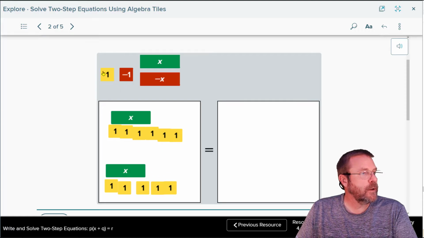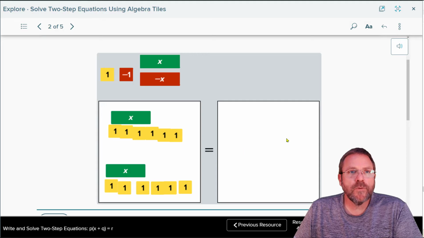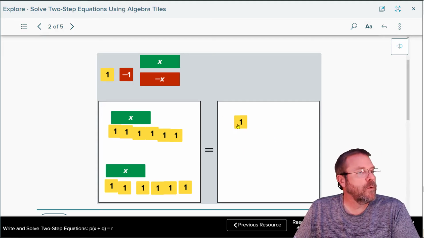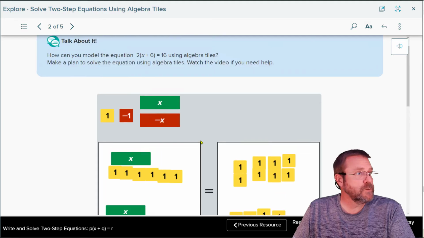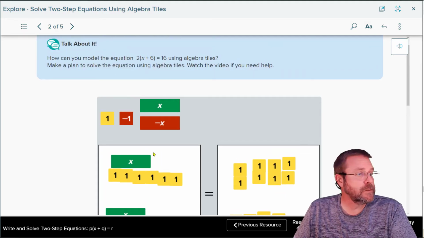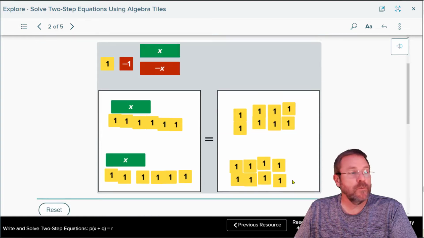Next, we're going to put 16 ones over into the other side, so that's going to be 1, 2, 3, 4, 5, 6, 7, 8. And I'm going to work to get these grouped together with the 2 x's, 1 through 8. So now I've got the original equation they said, which is 2 times the sum of x and 6 is equal to 16.